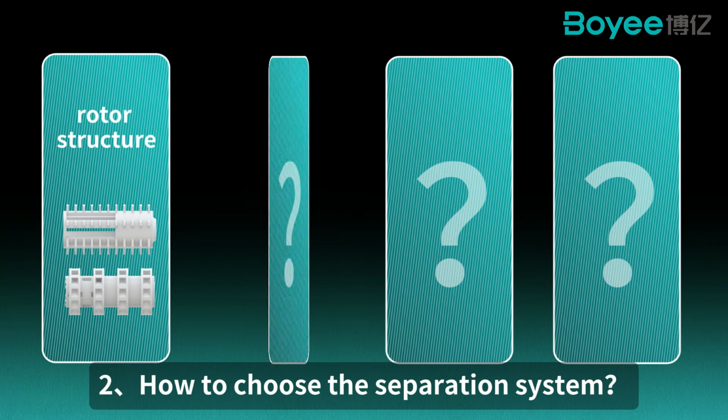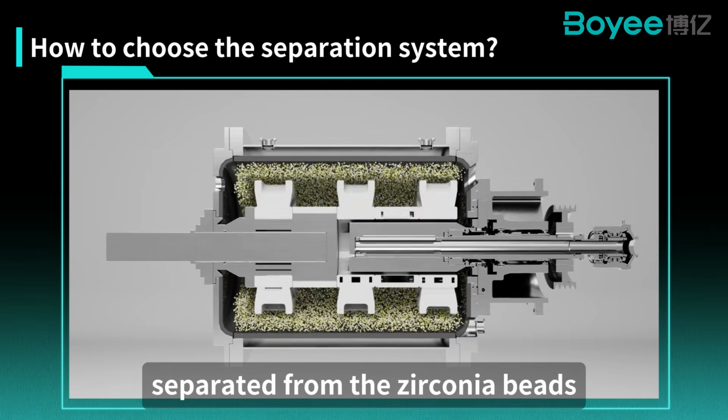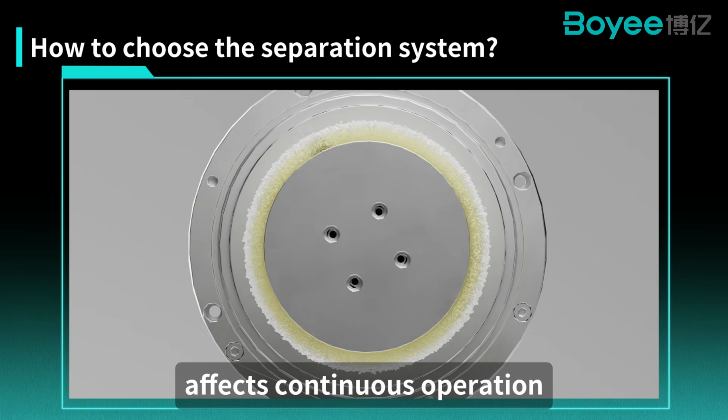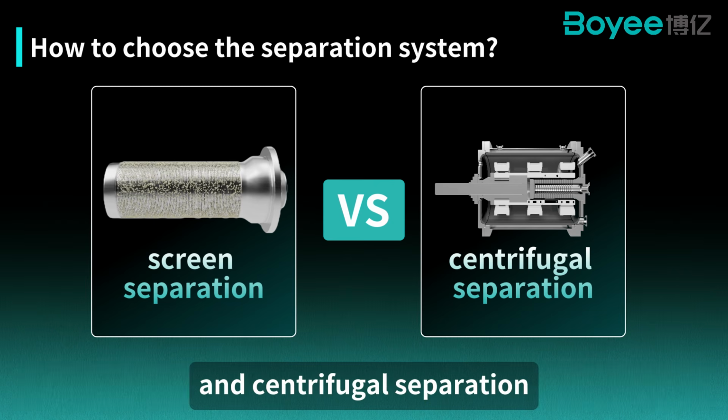2. How to choose the separation system. During operation, the ground material must be effectively separated from the zirconia beads. The separation system directly affects continuous operation. The 2 most common methods are screen separation and centrifugal separation.